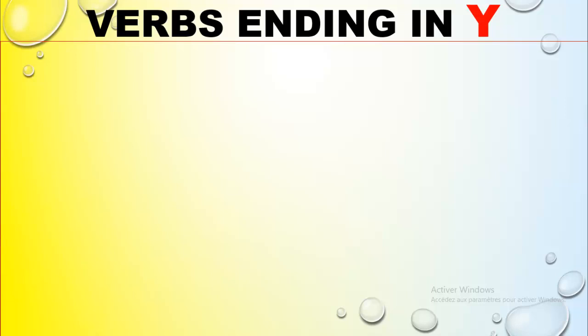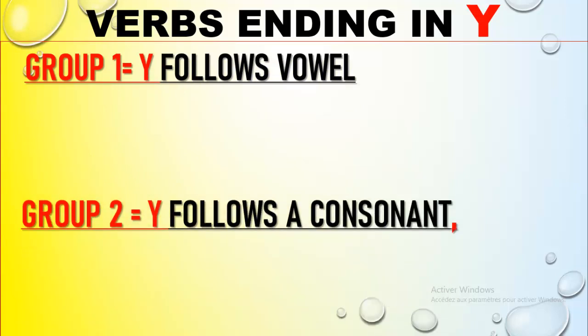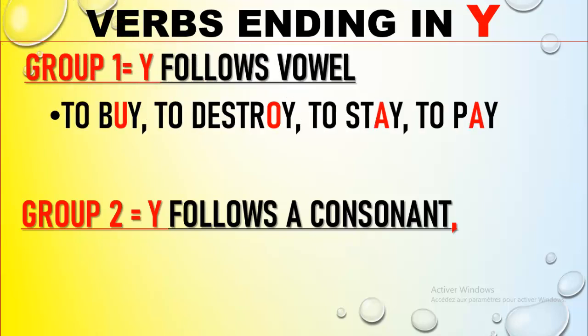Verbs ending in Y. Verbes terminés par Y. You have two groups. The first group is when the Y follows a vowel. And the second group is when the Y follows a consonant. Example of group 1: to buy, to destroy, to stay, to pay, to enjoy, to say, to obey.